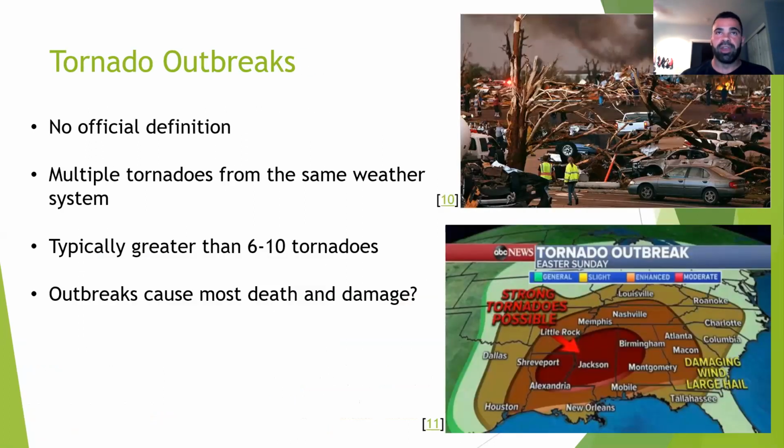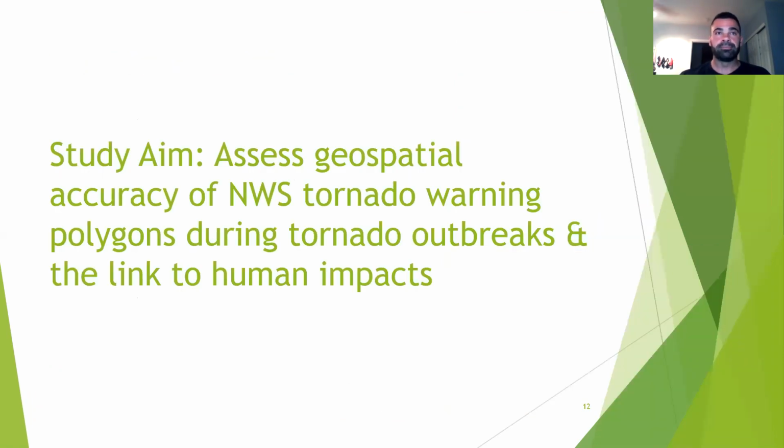One particularly interesting phenomenon is tornado outbreaks. While there's no official definition of a tornado outbreak, an outbreak typically experiences 6 to 10 or more tornadoes associated with the same storm system. Tornado outbreaks usually occur within the same day, but they can also span several days. However, what we don't know is if tornado outbreaks cause the most casualties and damage, and this is where my project is going to focus.